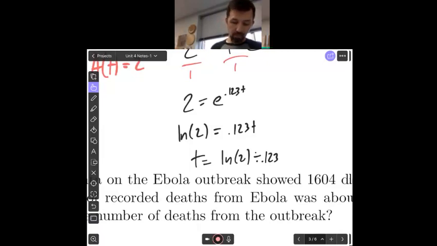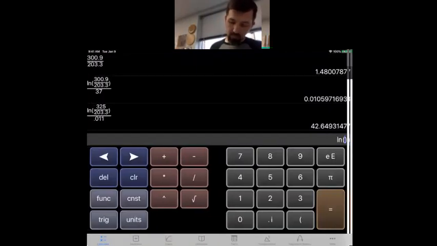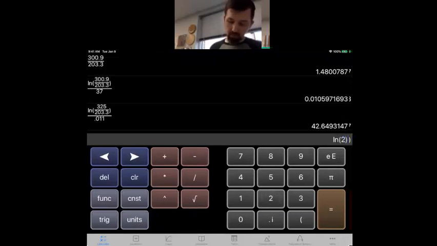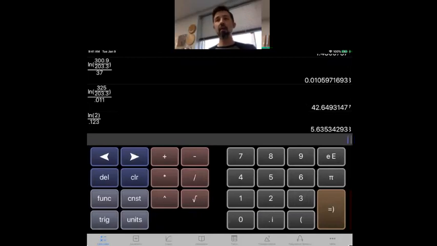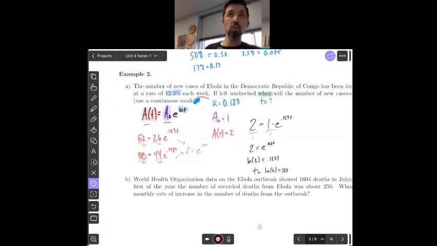Okay, so natural log 2. You're all doing this because you know how good the practice is going to be. 5.6. Okay, 5.6 what? Right, 5.6 weeks. This is a week problem.